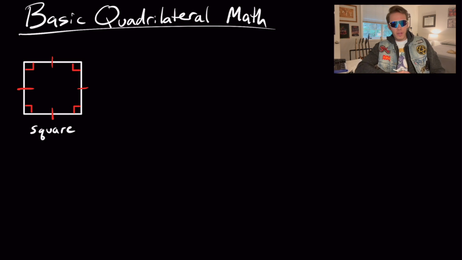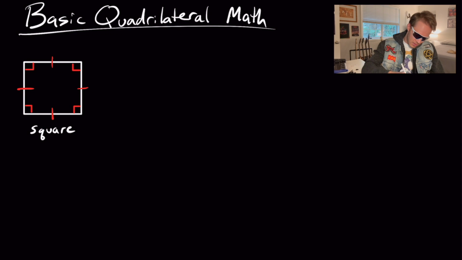All right, the main quadrilateral everyone should be familiar with is the square, right? Where every single side has the same length. So if this is 4, that's going to be 4, that's going to be 4, that's going to be 4. And all the angles on the inside of the square are each 90 degrees.